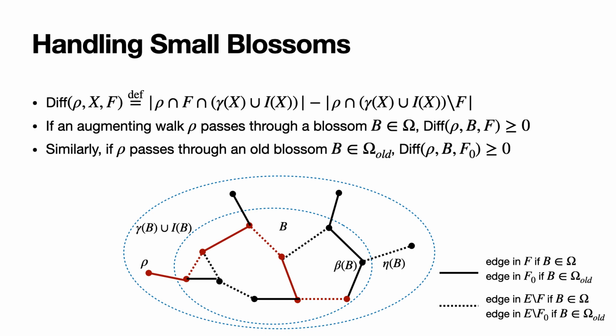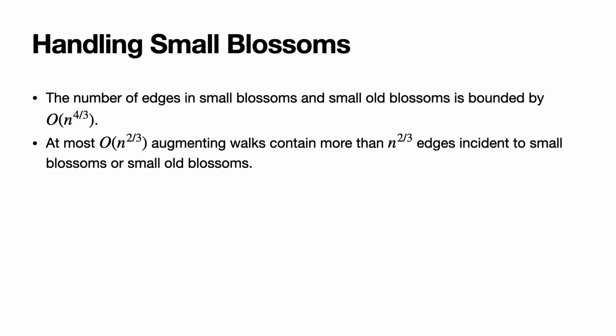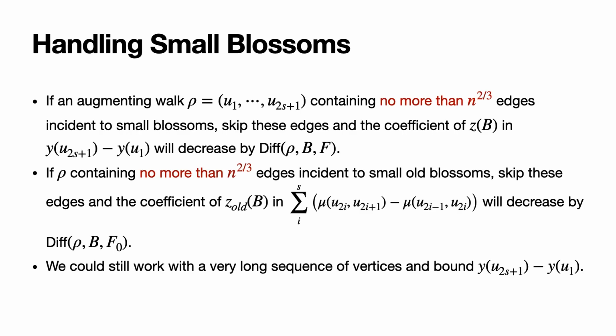Here is an example. It's easy to see that diff_rho^{B,F} is equal to 0. With this result, we can handle the effect of small blossoms. As the number of edges in small blossoms or small old blossoms is O(n^{4/3}), at most O(n^{2/3}) augmenting walks contain more than n^{2/3} edges incident to small blossoms or small old blossoms.